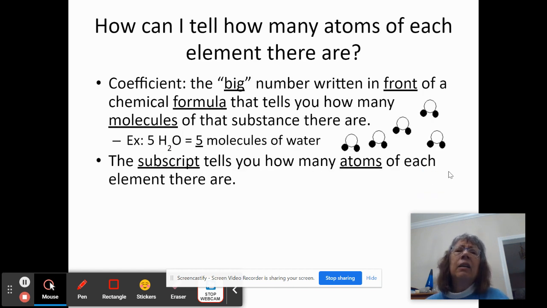How can I tell how many atoms of each element there are? Coefficient, the big number written in front of a chemical formula that tells you how many molecules of that substance there are. For example, 5 H2Os, 5 molecules of water. The subscript, the little number at the end of the element, tells you how many atoms of each element there are. H2O, you have 2 atoms of hydrogen in each molecule of H2O.